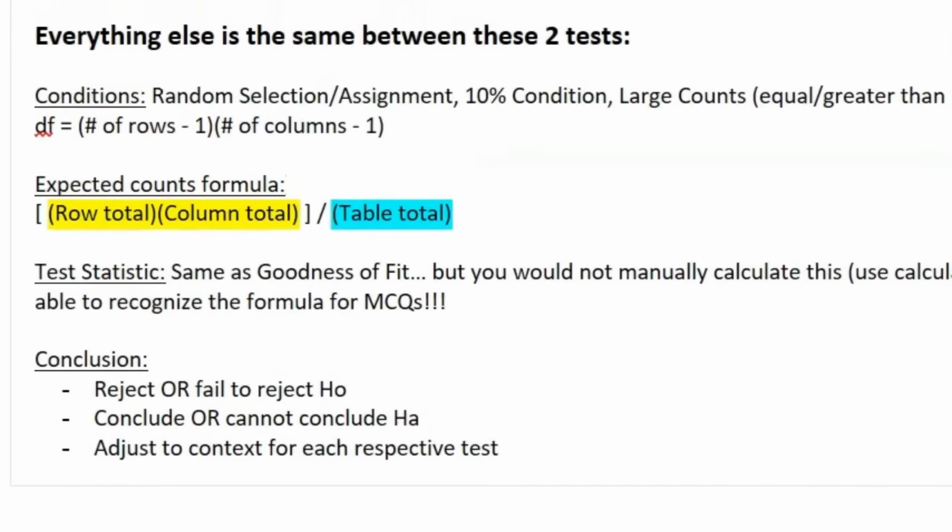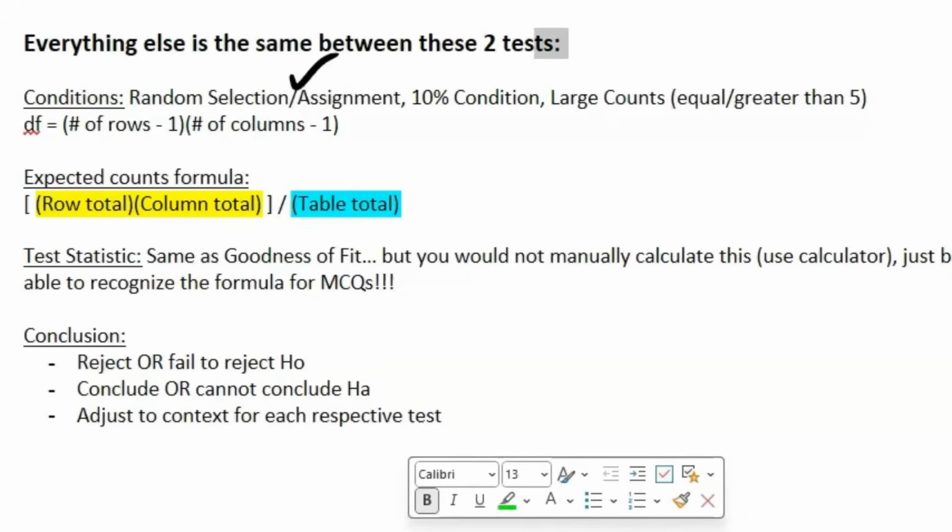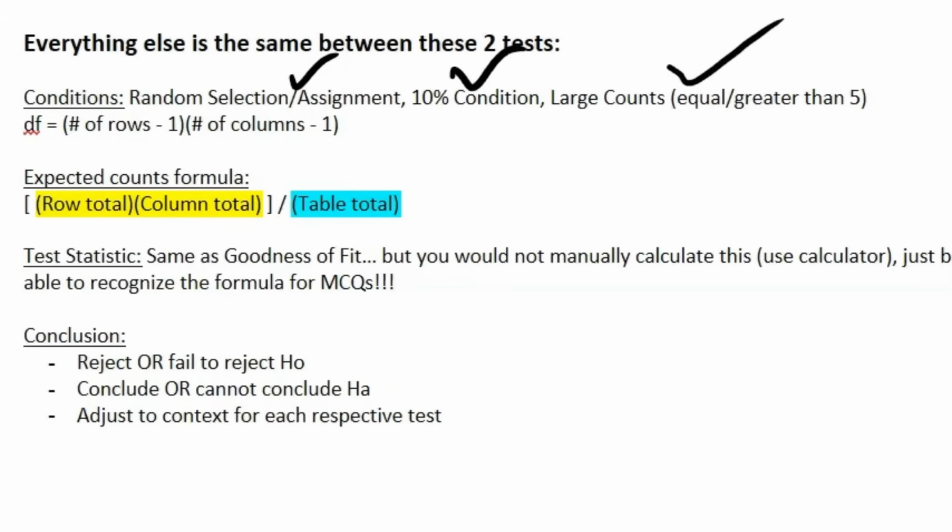And so now we need to dive into the other things, okay? Because everything else is pretty much the same between these two tests. So now, like before, we're going to go into our assumptions and conditions, right? You have to have your random sample and selection and assignment, your 10% condition, your large counts equal to or greater than 5, and then this is a little different for your degrees of freedom. It is now the number of rows minus 1 times the number of columns minus 1, okay? This is because you have a two-way table, and that changes your degrees of freedom. And then your expected counts formula also changes.